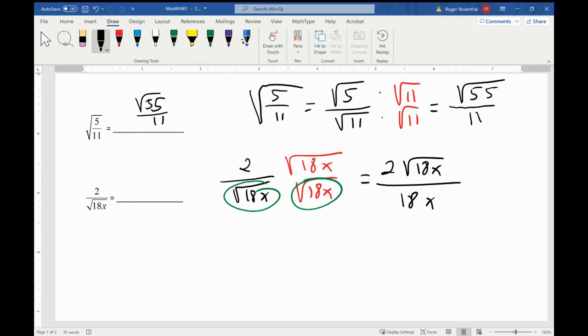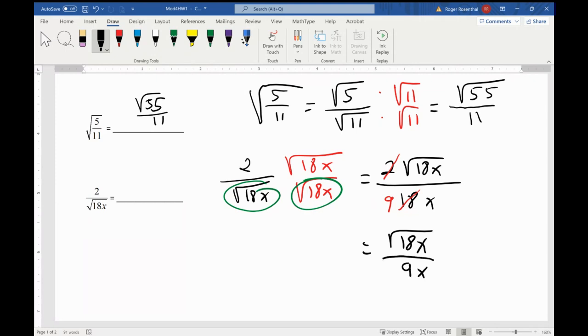Now, you might be thinking, and this would be wrong, that the 18x will cancel with the 18x. It does not cancel, because one of them is inside of a radical and one of them is not. Those are two different worlds. They don't interact. But what you can do is cancel these things that are not in the radical. And so now we have the square root of 18x over 9x.